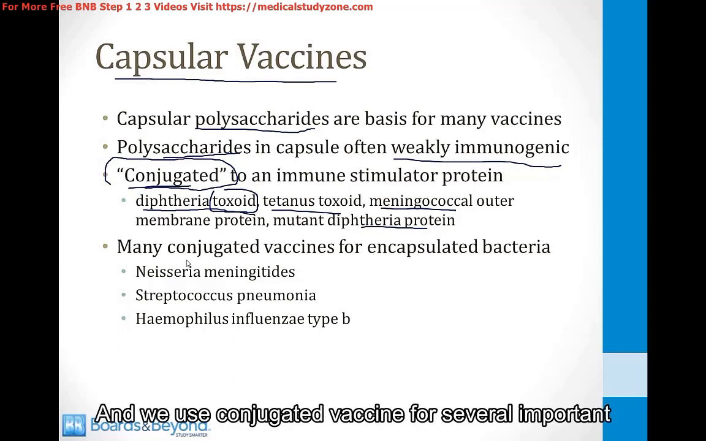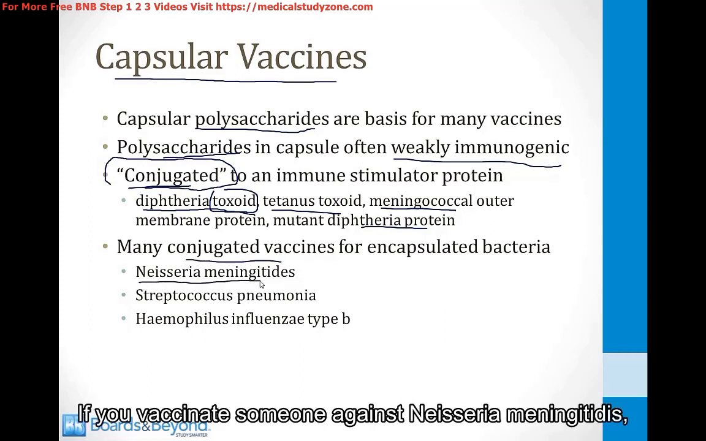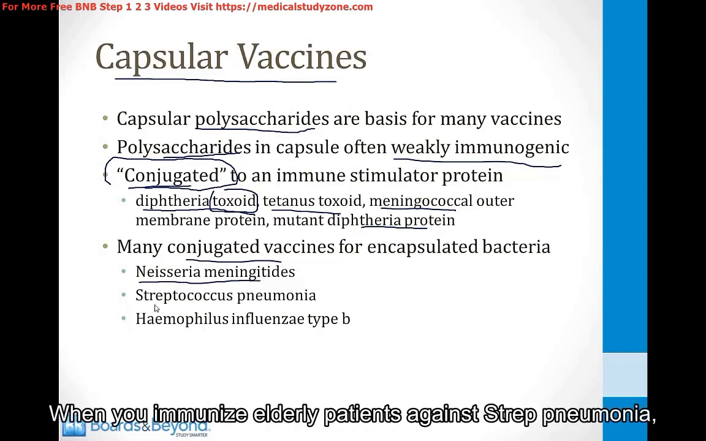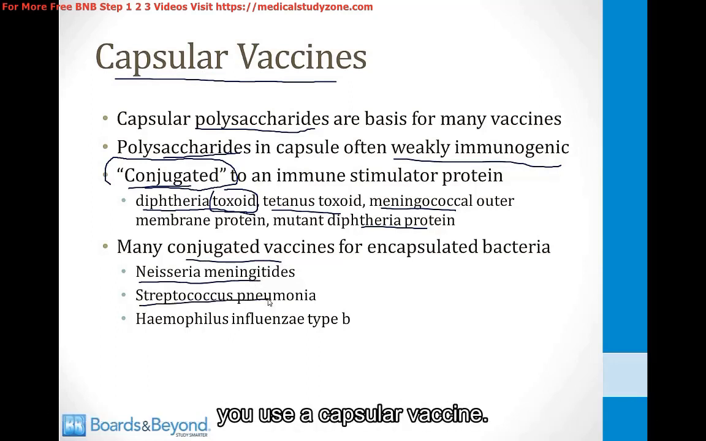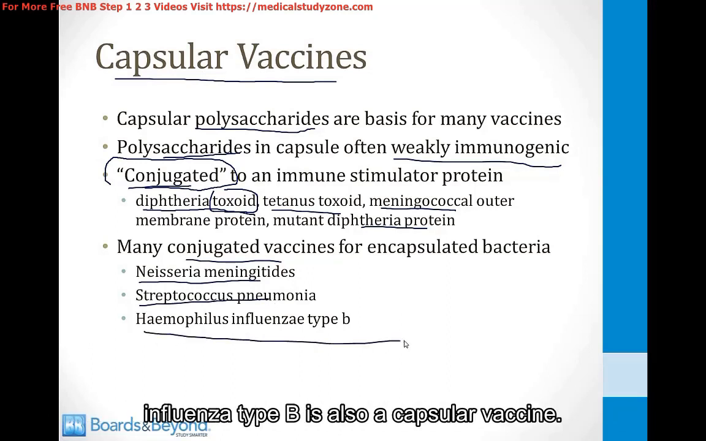And we use conjugated vaccines for several important bacteria. If you vaccinate someone against Neisseria meningitidis, you're using a capsular vaccine. When you immunize elderly patients against strep pneumonia, you use a capsular vaccine. And the vaccine we use for children against Haemophilus influenzae type B is also a capsular vaccine.